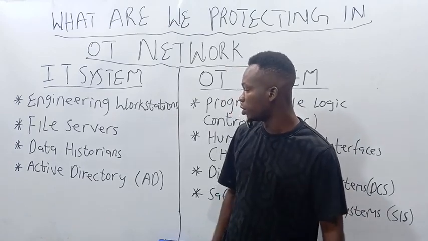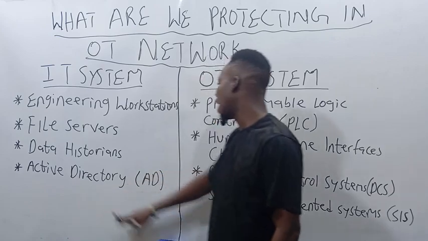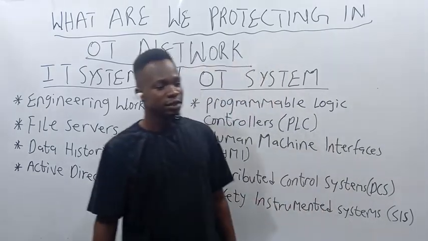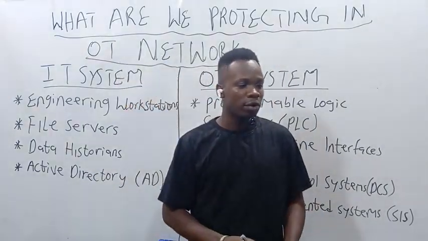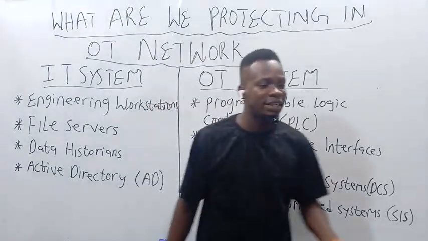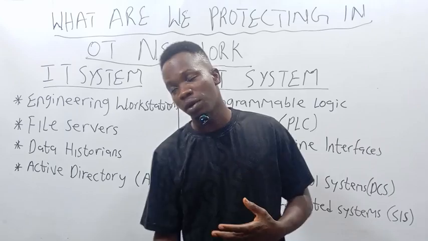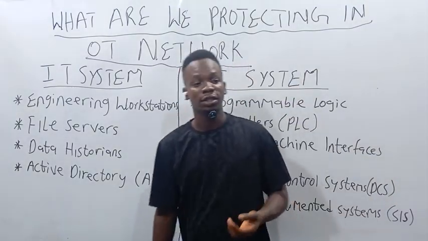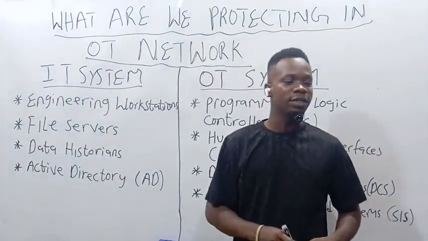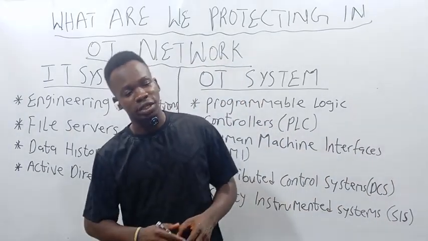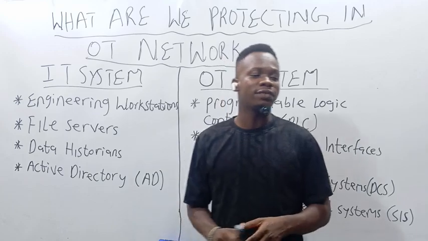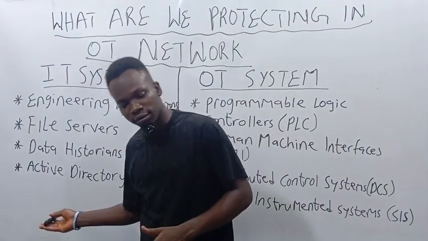Let's move to number four, which is Active Directory, AD. What do you use Active Directory for? It's a central identity and authentication system. We also use this in IT, and it is increasingly used in OT environments now. It is very risky if AD goes down.